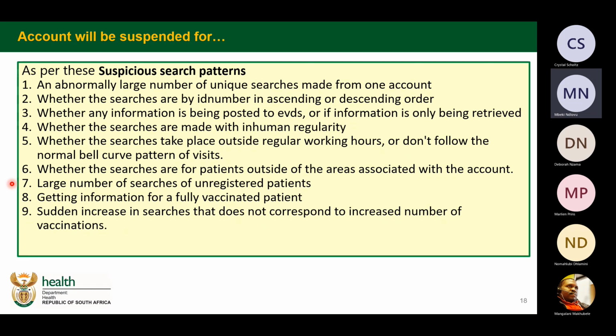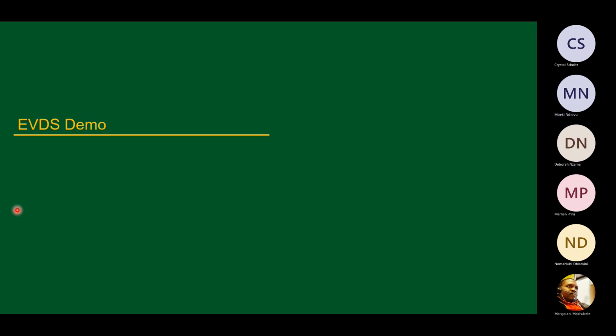Number eight, getting information for fully vaccinated patients. We said earlier on that patient records are confidential. So if it's proven that you've been doing that, then you will be violating the rules and you will be suspended. Lastly, number nine, sudden increase in searches that does not correspond to an increased number of vaccinations. So if this pattern is observed again, you will be suspended.